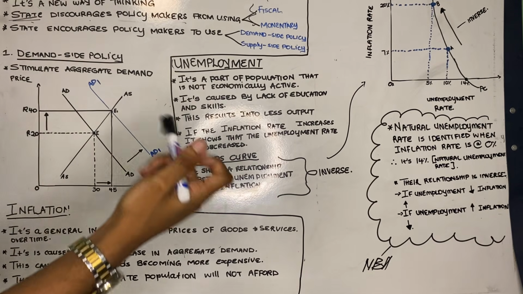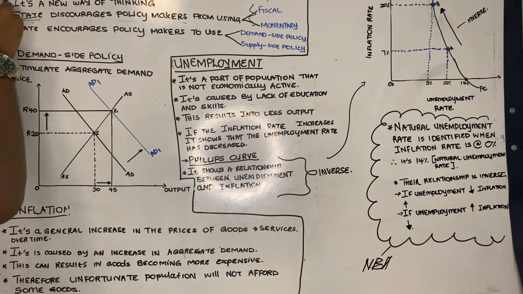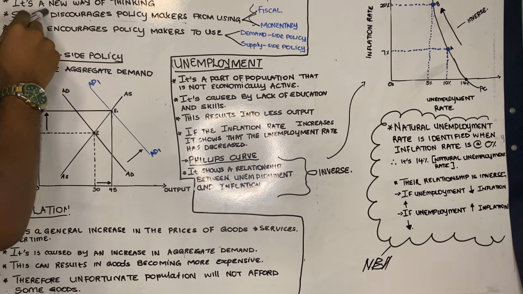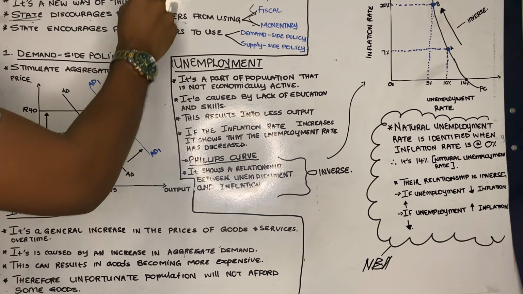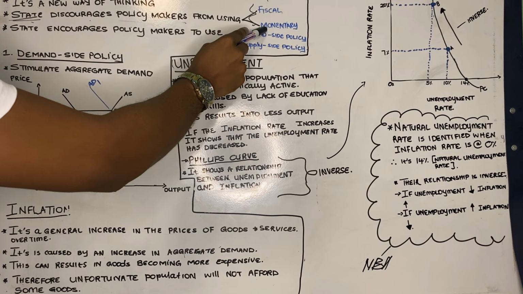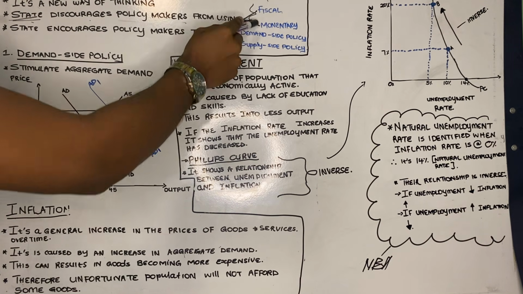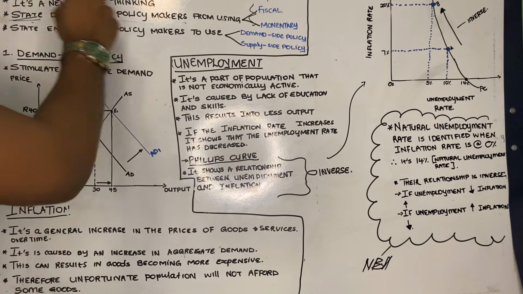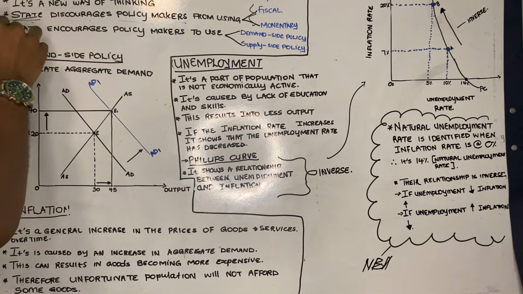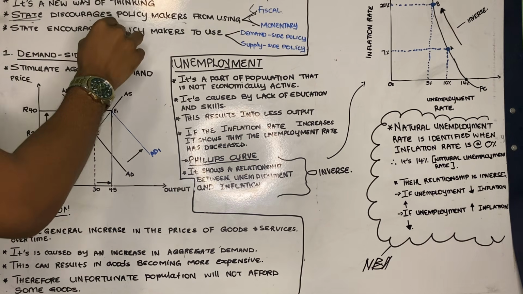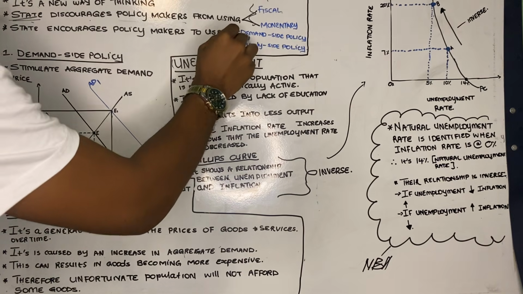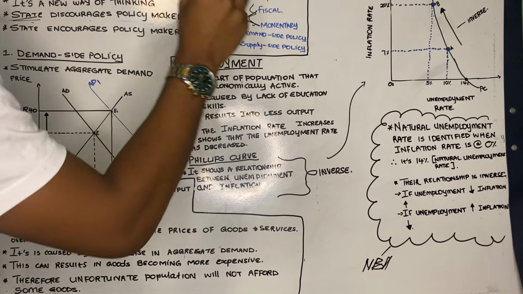So what is a new economic paradigm? A new economic paradigm is a new way of thinking whereby the state or the government discourages policymakers from using the old policies, which are fiscal and monetary policy. Do you remember these policies that we dealt with in a previous lesson before we embarked on the new economic paradigm? Those are the old policies. Then the state encourages policymakers to use the new policies, which are demand side policy and supply side policy.